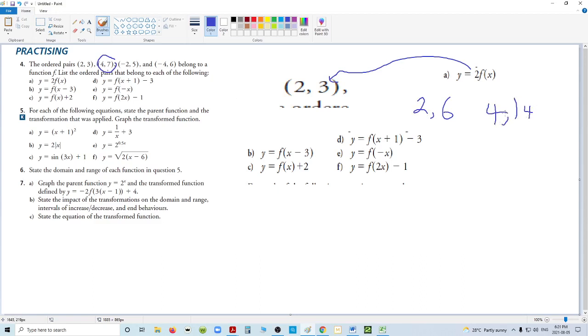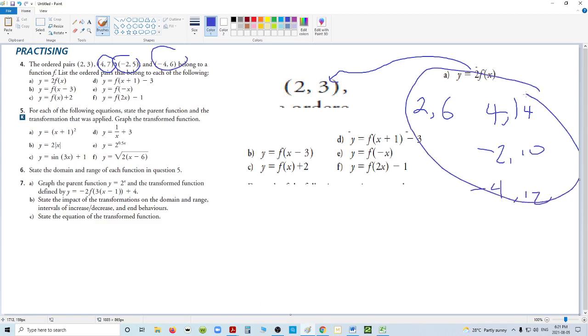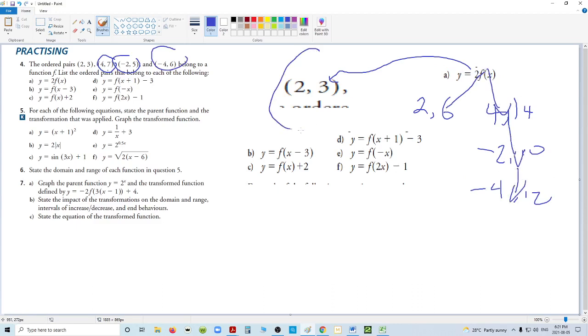The x values don't change. And the -2, 5 becomes -2, 10. And the -4, 6 becomes -4, 12. There, I've transformed each y value. These are all the new coordinates when it's transformed like this.